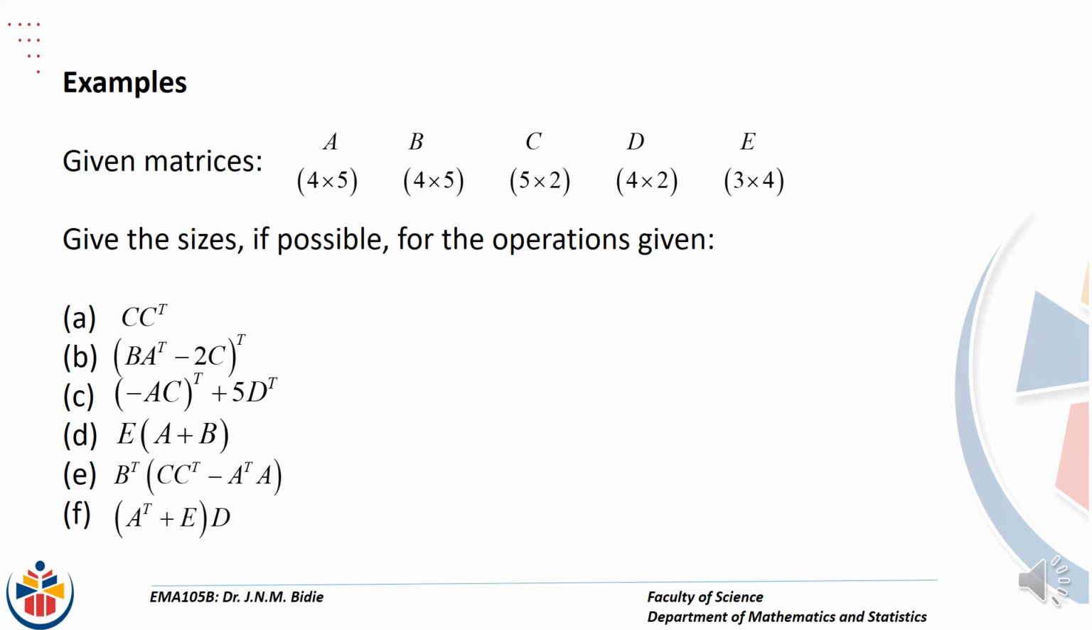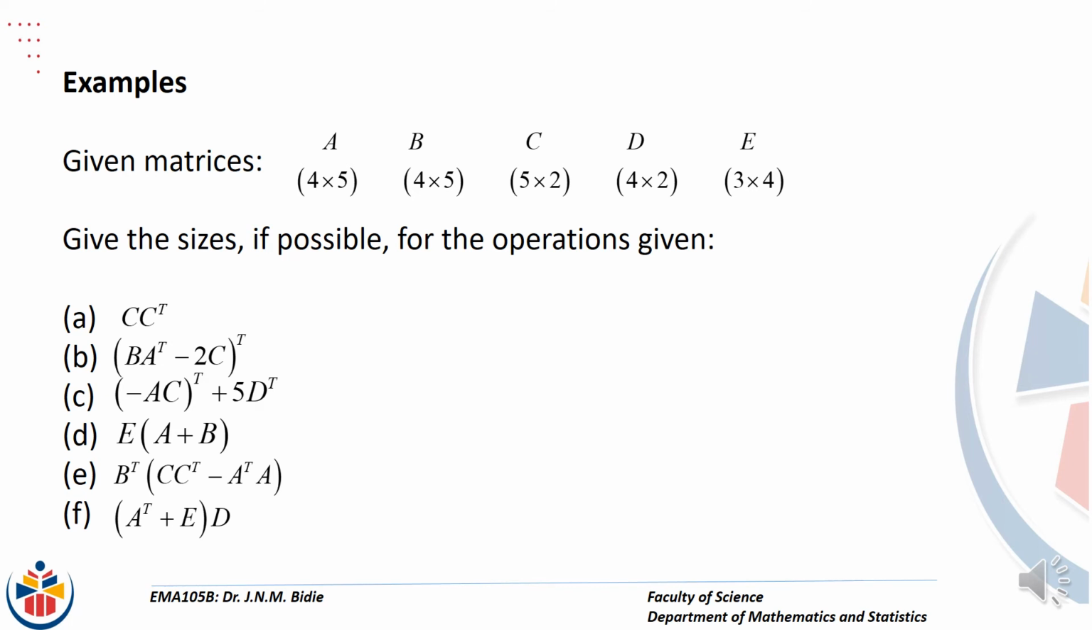Please recall those. So C times C transpose. We need to check whether it is possible. C is a 5 by 2 matrix. C transpose is a 2 by 5 matrix, because now you swap these two around. Then it means you will have a 5 by 2 times a 2 by 5.